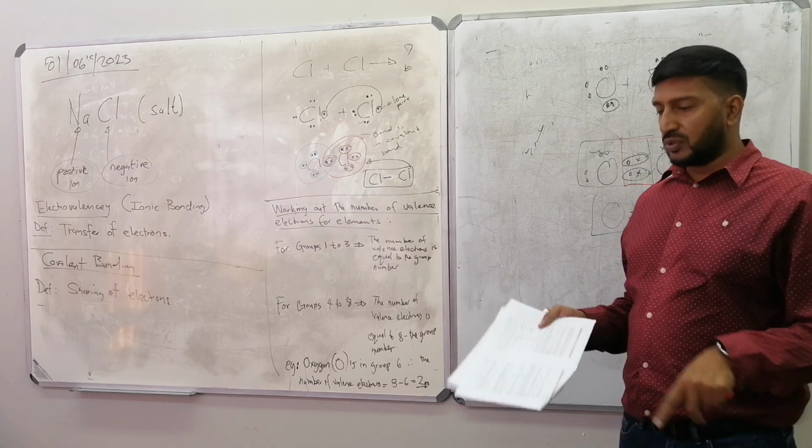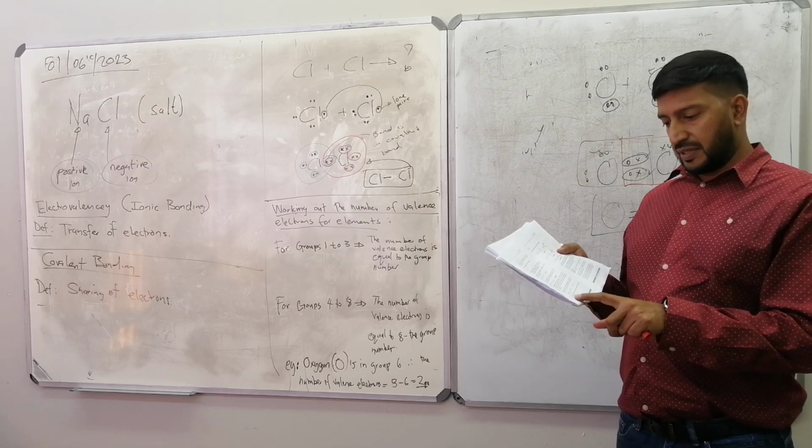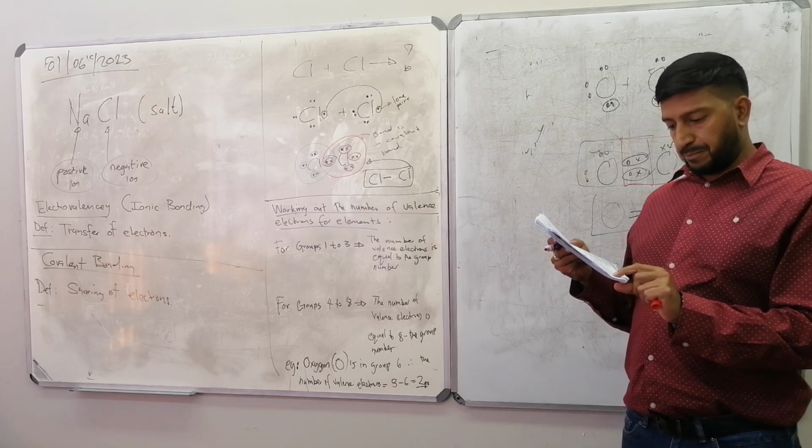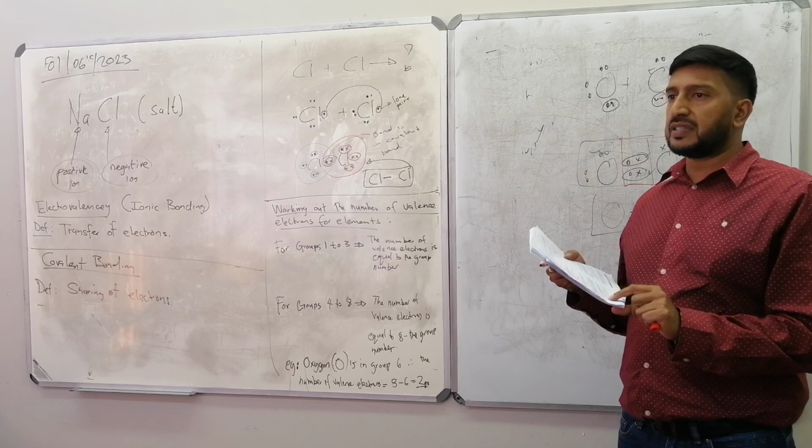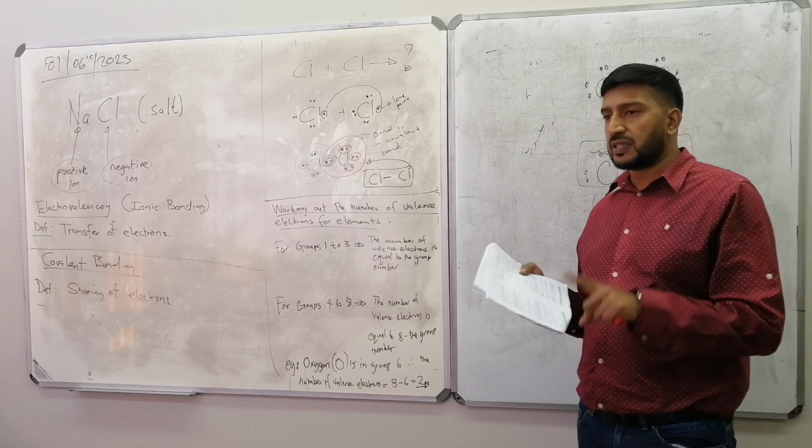So if we go back to the example here, we've got hydrogen. Remember, hydrogen is in group 1. So how many valence electrons?